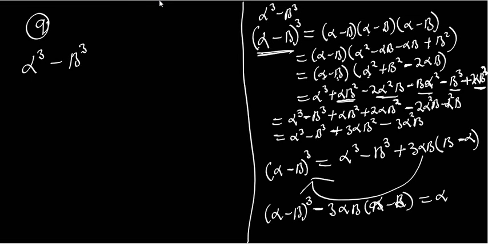Equal to alpha cubed minus beta cubed. So in short, the identity of that is alpha minus beta, then cubed there, right? Minus there, then 3 alpha beta, then alpha minus beta. That is the identity, right?